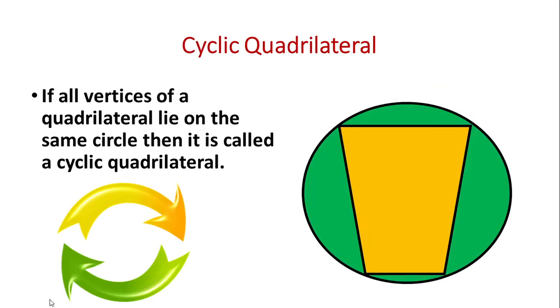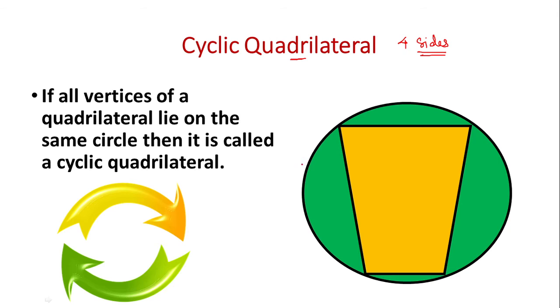Then let's see what is meant by a cyclic quadrilateral. Now, firstly, what is meant by a quadrilateral? A quadrilateral is a figure with four sides.